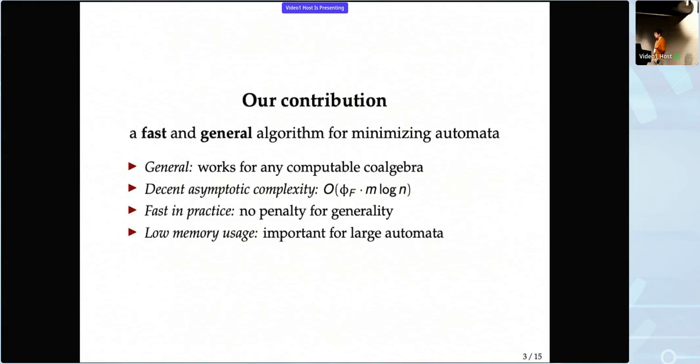This is a little bit slower than previous algorithms, but the nice thing is it still has the right complexity in terms of m. So it's fast in practice. We will show later that, at least in our benchmark, we don't pay any penalty for using a generic algorithm. And it uses low memory, which is important because many times the constraint is not the speed, but how much memory you have, because it's actually quite fast. So you usually run out of memory before you run out of patience.